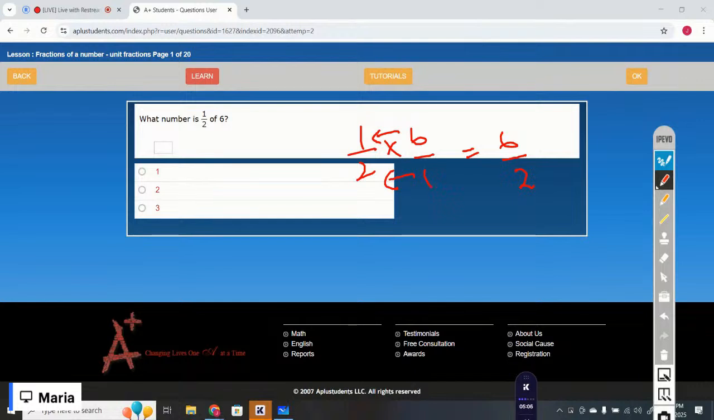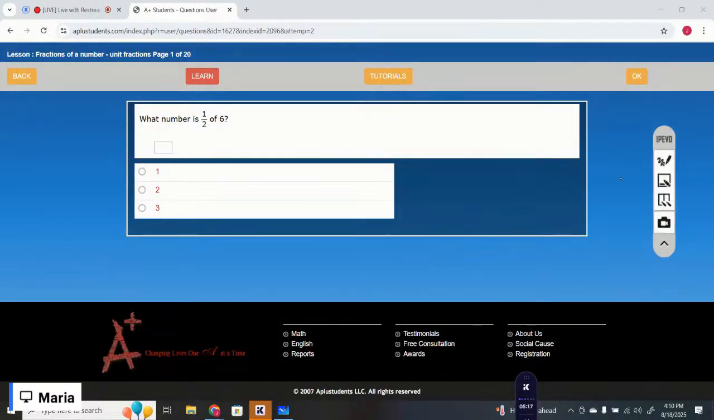So 2 times what number is 6? 2 times 3 is 6. The correct option is 3. Option number 3 is the correct option.